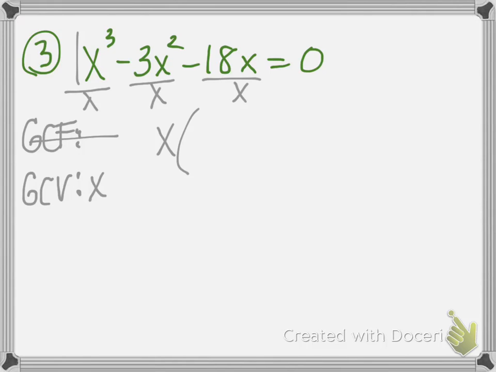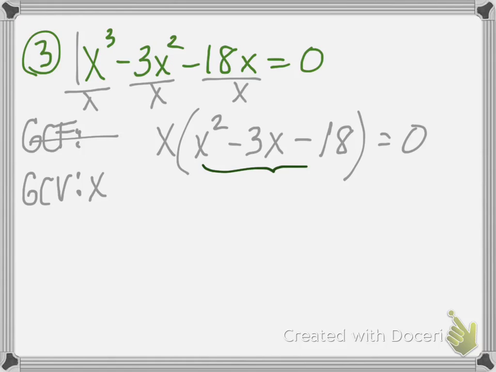So that means that x times, and now I do the division. x to the third divided by x to the first is x squared, minus 3x squared divided by x is x, minus 18x divided by x is just 18. Okay, so that's one set of factoring. Now I look at the inside of these parentheses here, and I try to factor that. Since the coefficient of x squared is a 1, I need two numbers that multiply to negative 18, add to negative 3.